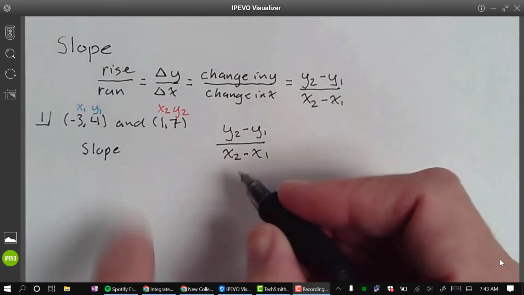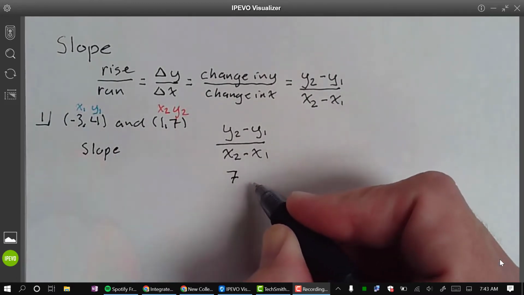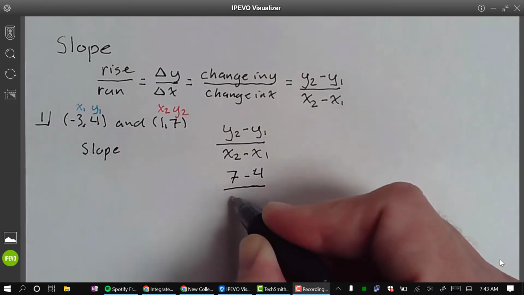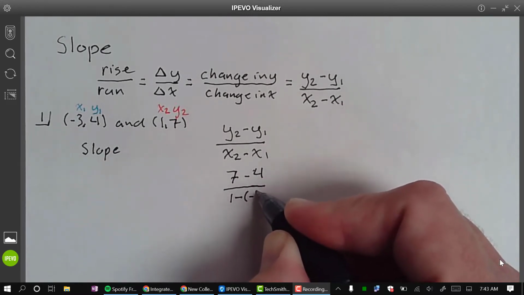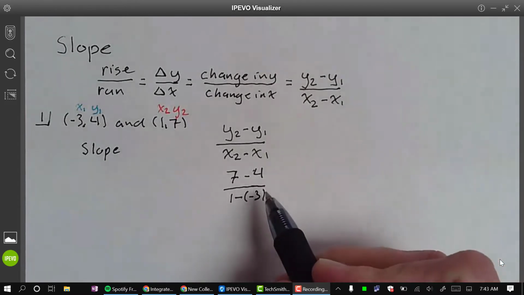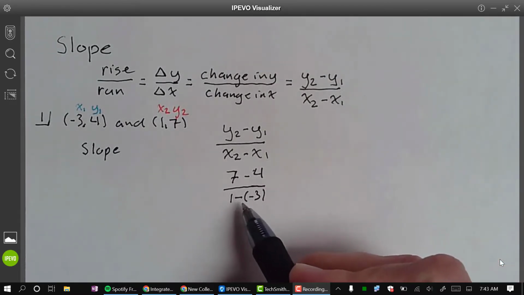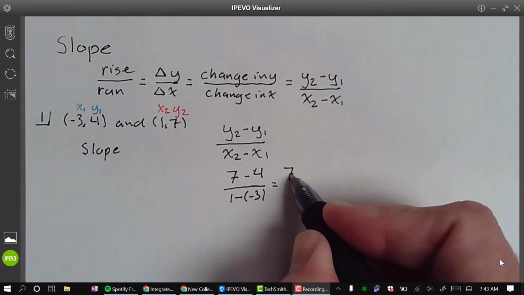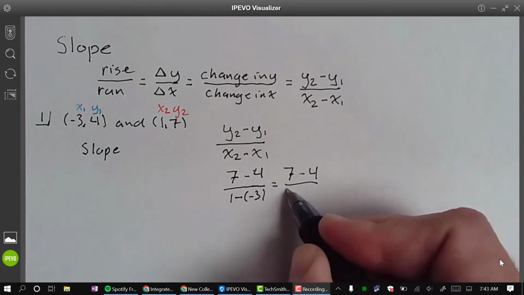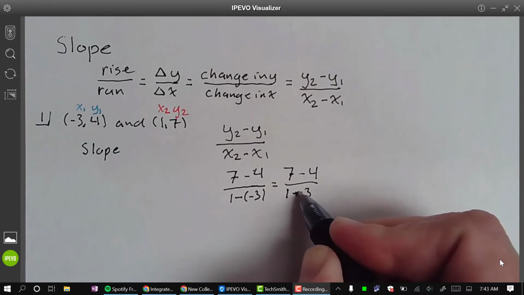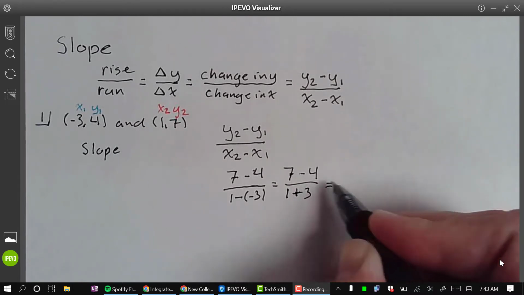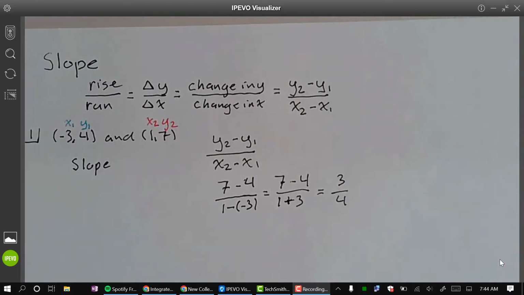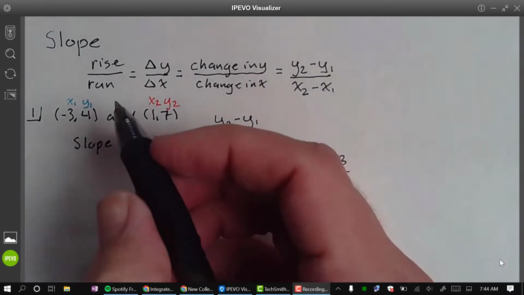So y2 is 7 minus 4 divided by 1 minus -3. When I have this double negative, it's really addition. So this becomes 7 minus 4 over 1 plus 3. Well, 7 minus 4 is 3. 1 plus 3 is 4. So the slope of this problem would be 3/4.